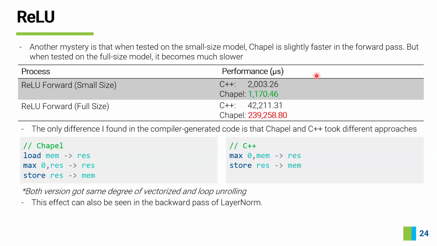And another thing is in the forward pass of the ReLU, the compiler in Chapel chose to generate these two instructions by separating the load and max, while in C++ it chose to combine them. With this, Chapel ended up a little bit faster when I tested the small model, but much worse when I tested the full size model. I'm not sure why this happened, but you will see this effect too in the layer norm.